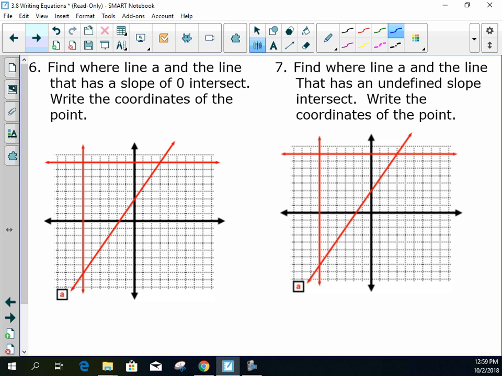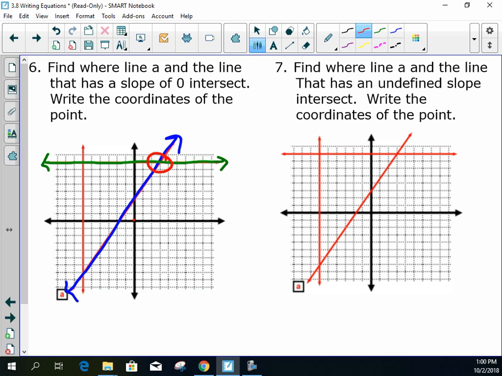Okay, go ahead and do number 6. Find where the line A, right here's line A, and the line that has a slope of 0. Which one of these has a slope of 0? The vertical one, the horizontal one. This one has a slope of 0. So they want to know, where do these cross? All they want you to do is put that ordered pair in.